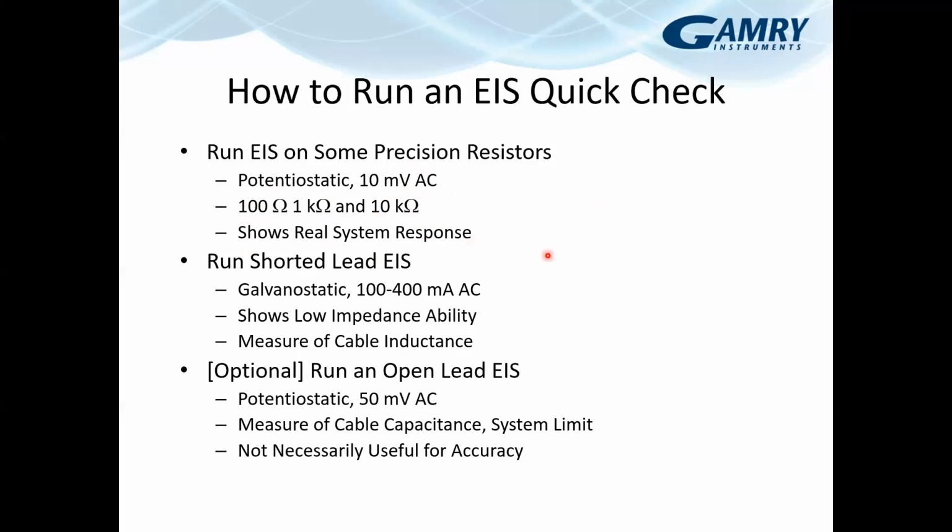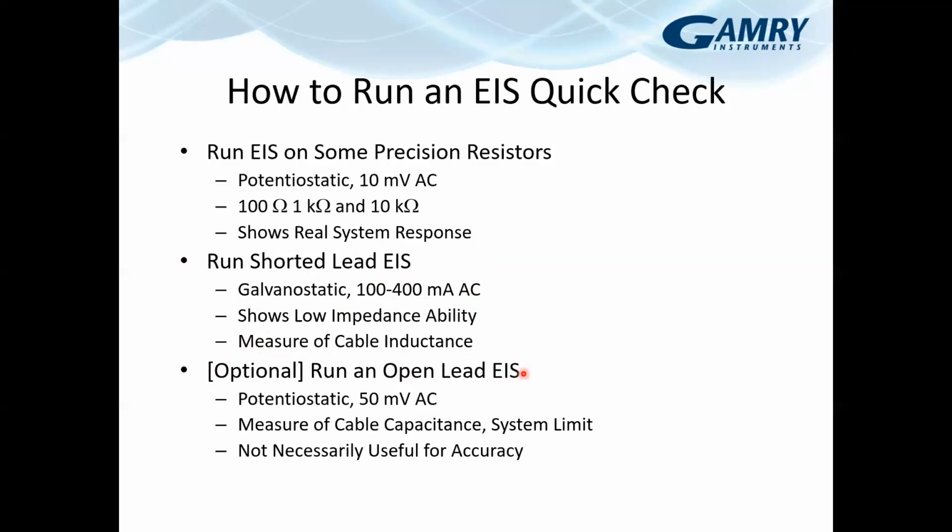A couple of other things that you can do, particularly if you are looking at very low impedance systems like batteries, fuel cells and supercapacitors, you may want to run a shorted lead EIS test. This is a galvanostatic test with a fairly large amplitude AC current signal. This is going to give you an idea of the low impedance limitations of the system. It also gives you a measure of the cable inductance, which can dominate the mid to high frequency ranges for low impedance systems.